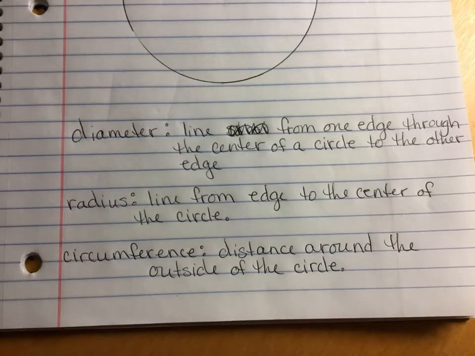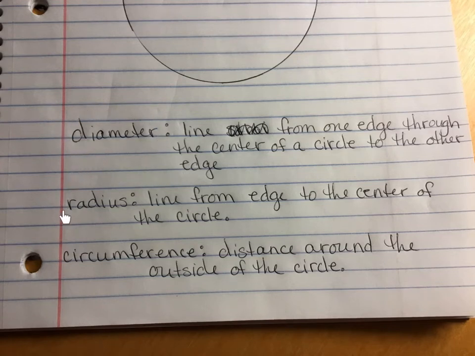Yes, I do want you to write these vocabulary words down because we learn from writing things down. So we're going to start with this word, diameter. Go ahead and say it. Diameter. A diameter is a line from one edge of a circle through the center of a circle to the other edge. And I'm going to show you what that looks like here in just a minute. I want you to go ahead and write this word down first, diameter.